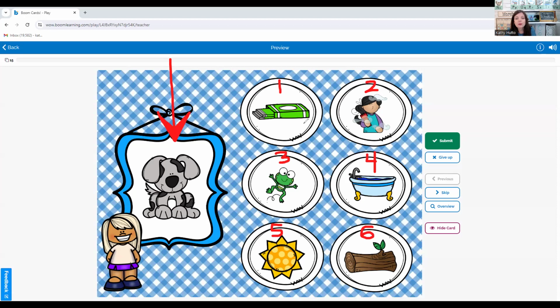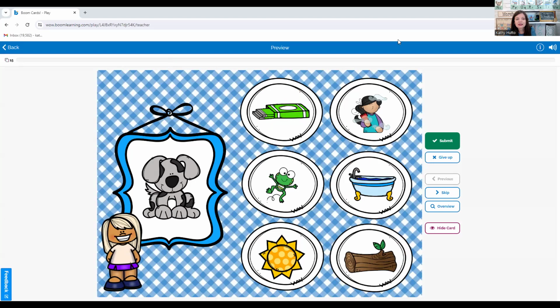Dog, gum? No. Dog, fog? Yes. Dog, frog? Yes. Dog, tub? No. Dog, sun? No, they don't sound the same at the end. Dog, log? Yes, very good. So the rhyming words were dog, fog, frog, log. Let's do another one.